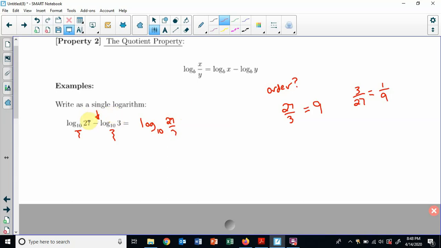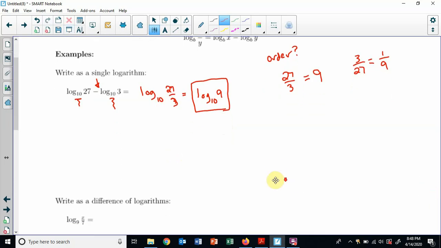Notice the one that goes on top was the one that was first. 27 over 3. 27 came before 3. Now does this reduce? Yeah, we already did it over here. 27 over 3 is 9. Awesome. Okay, so let's scroll down and let's do another example where we go the other direction.